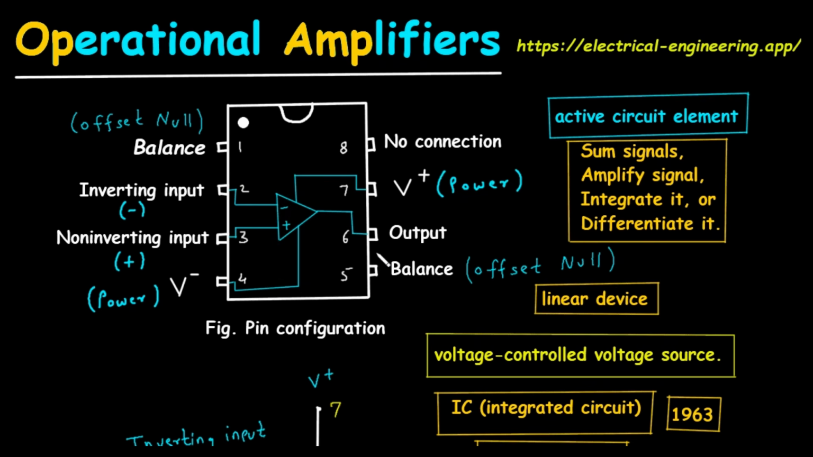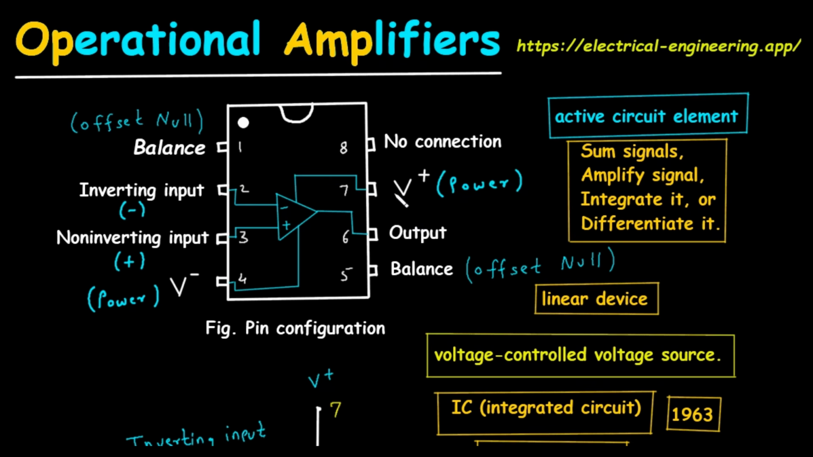pin number 6. So pin number 6 is for output. This is where the result of the OpAmp operation, the amplified signal, comes out. So here we get the output signal. We have seen this pin number 1 and pin number 5. Then we have seen this pin number 2 and pin number 3. Then we have seen pin number 4 is used for power, and then pin number 6 is for output.